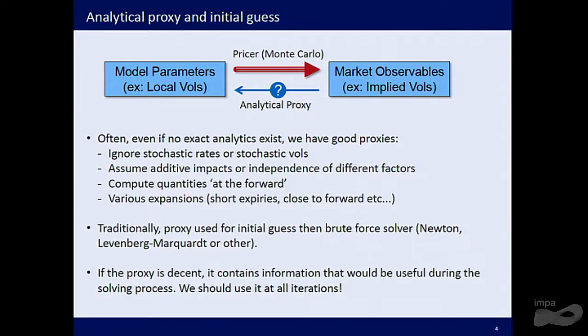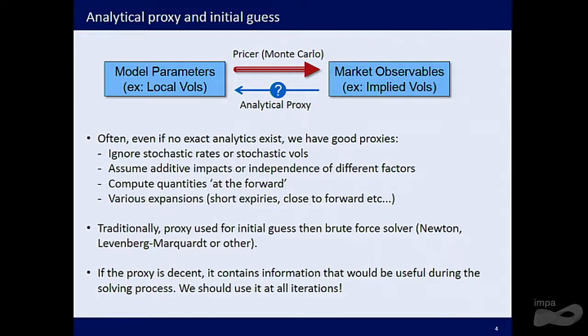So typically we have a number of model parameters. We have market observables. We have a pricer, in this case Monte Carlo, which gives us the price from the parameters, but really what we want is to go the other way for the calibration. How do we estimate the parameters from the observable prices? Ideally, it would be an analytical approximation that we could use to calibrate.